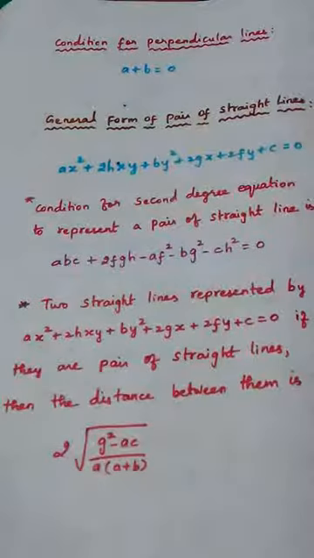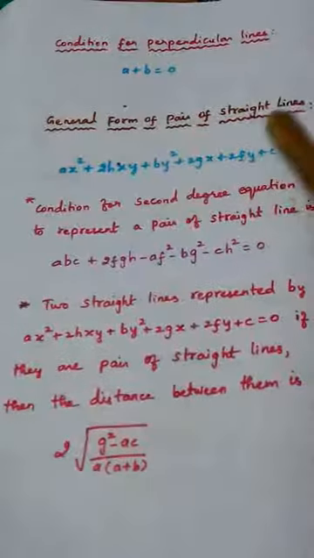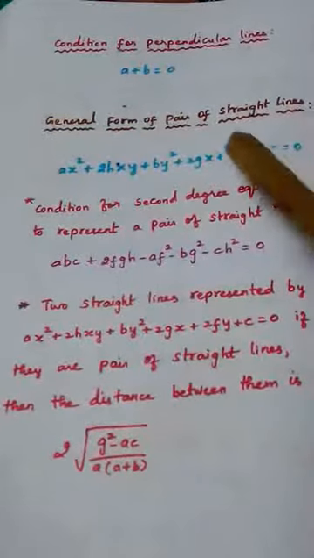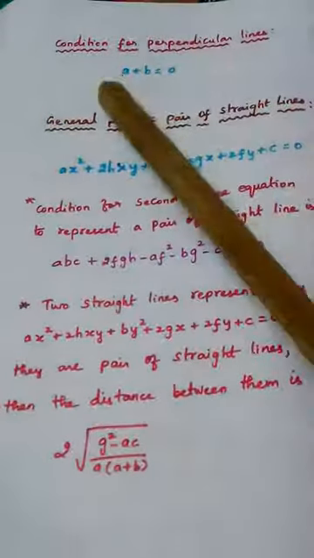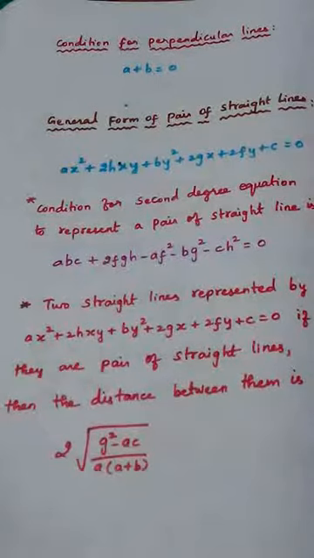These are the 6 different terms which will be present in general second degree equation, which may be a pair of straight lines. So I said this equation represents pair of straight line, not always but sometimes. But if it is a pair of straight line, then if those two lines are perpendicular, then the condition is given like this: a plus b equal to 0. That is, the coefficient of x square and the coefficient of y square, if we add them, the answer should be 0. If the answer is 0, then we can directly say the two lines are perpendicular.